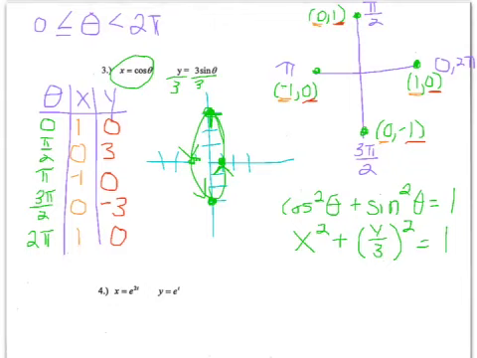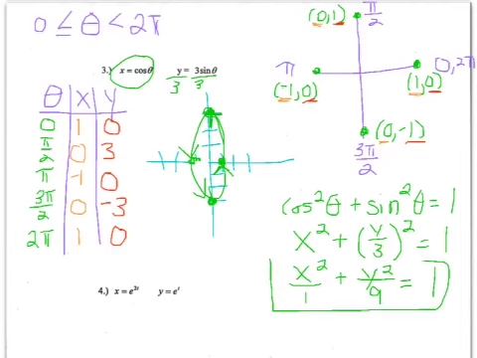So the final equation for this ellipse would be x squared plus y squared over 9 equals 1. And if I take a 1 and write it underneath that x squared, you can see that this is the standard form of an equation of an ellipse.